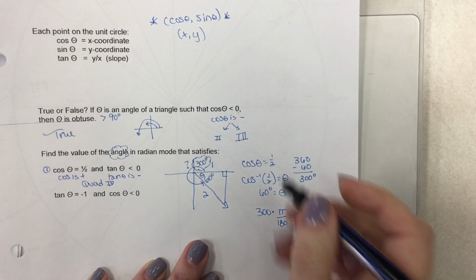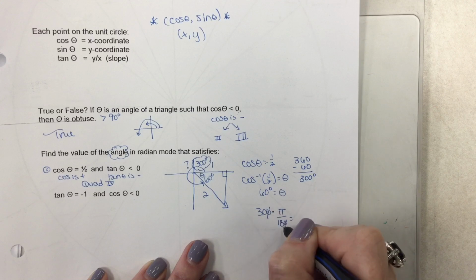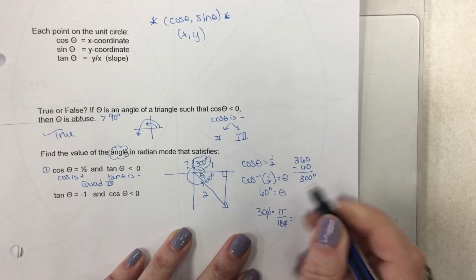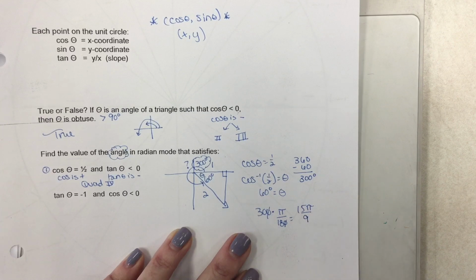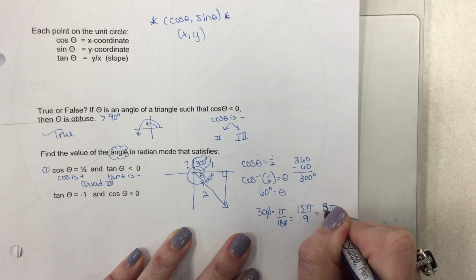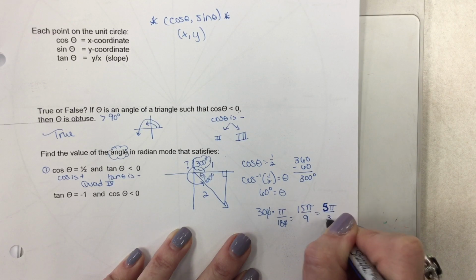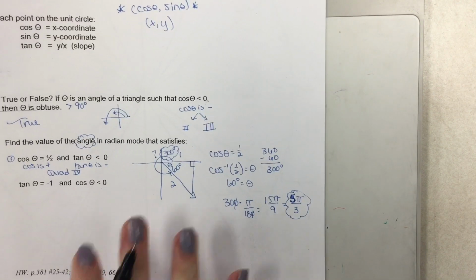And remember, I don't want decimals. So this one's pretty simple. Cross my zeros off. I get 30 over 18. Divide both those by 2. I get 15 pi over 9. What can divide both into those? So I get 3 pi. That would be wrong. That would be a 5 pi over 3. And that would be my final answer.